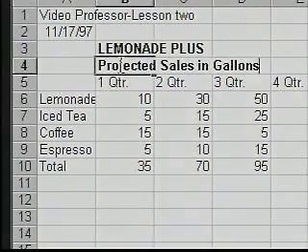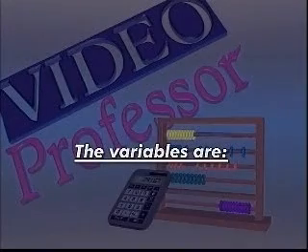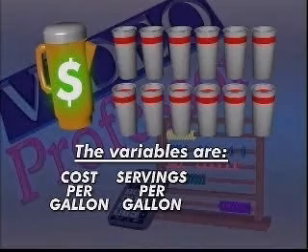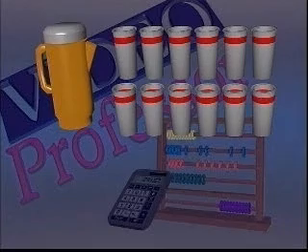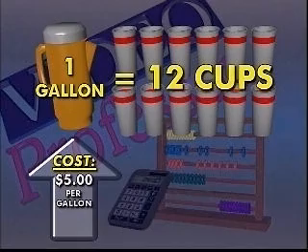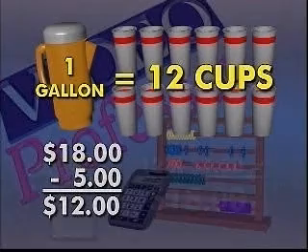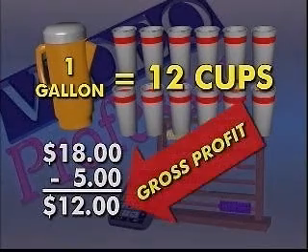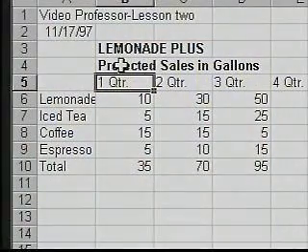Now let's set up several cost and revenue variables, and then write formulas to translate the projected gallons sold into dollars and cents. The variables are cost per gallon, servings per gallon, and sales price per serving. The process is something like this. Each gallon of lemonade costs a certain amount to produce. From a gallon of lemonade, we get a certain number of cups. Each cup sells for a certain amount of money. When we subtract the cost from the sales revenue, the answer is gross profit. There are some additional steps in the real-life equation, but this simplified version will do for our lesson.